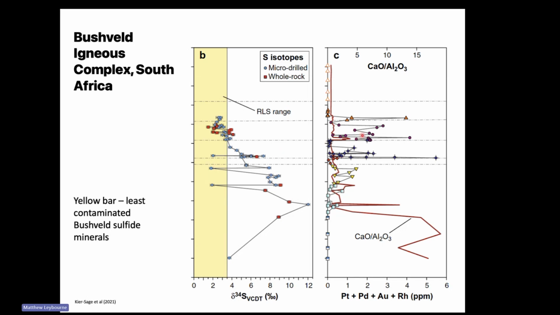On the right, ignore the red line, but the symbols represent metal values of platinum plus palladium plus gold plus rhodium. You see the metal values are highest in here, and that's where the sulfur isotopes start to go up and become more crustal-like. So there's a relationship here between mineralization and mixing of sulfur from a mantle source and a sedimentary sulfur source.